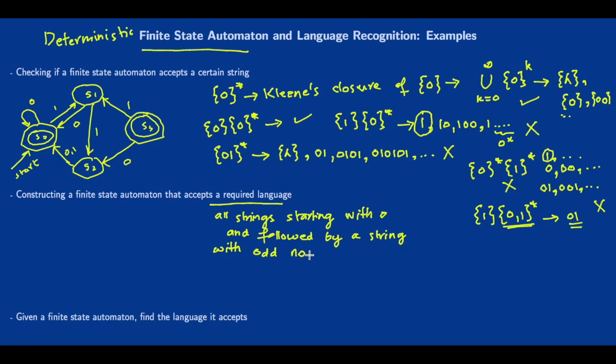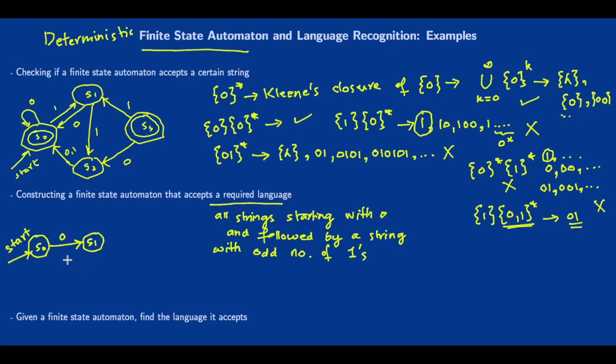Odd number of ones. Okay, so in the start we always need a starting state. So this is my S0, and here I say start. Now I want to start with 0, so obviously I want to start with 0. So this is one state. Now I'll see what to do with this.